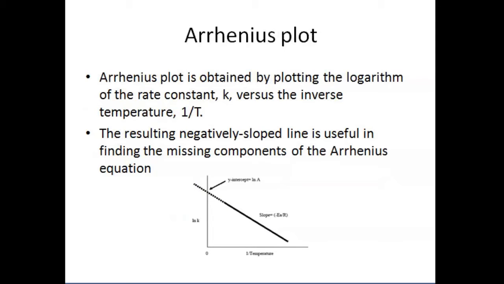And hence, we plot a graph, which we call the Arrhenius plot. It is a plot obtained by plotting the logarithm of the rate constant k with respect to the inverse of the temperature, that is 1/T. The result is a negatively sloped line, which is useful in finding the missing components of the Arrhenius equation. Hence, the Arrhenius plot is also a very important part of the Arrhenius equation.